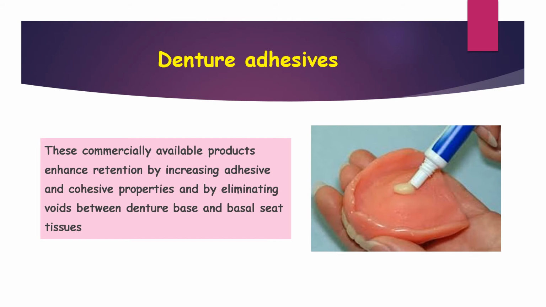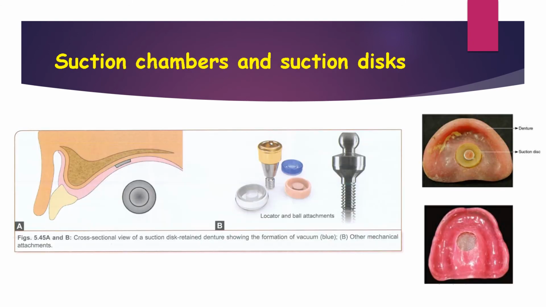Coming to the denture adhesives. These are commercially available products which enhance retention by increasing adhesive and cohesive properties and by eliminating the voids between denture base and basal seat tissues. So these are the denture adhesives. And next one is the suction chambers and the suction disc.